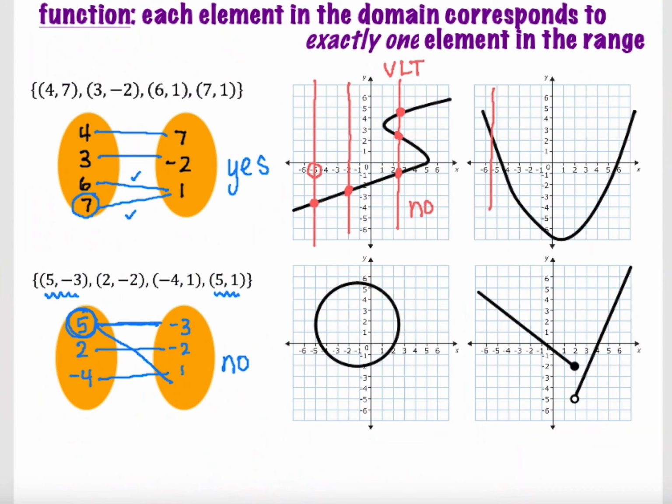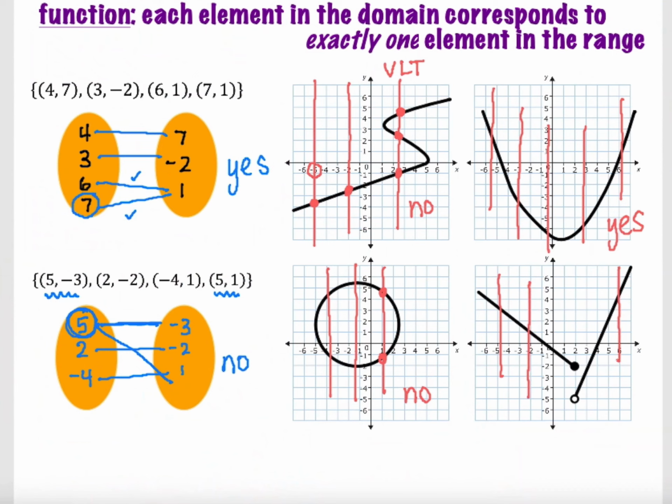This one would be okay, I believe, because each vertical line only hits once. No violators makes that yes a function. Doesn't matter how pretty the graph is. If a vertical line hits twice, that means an input has 2 different outputs. That's a no.